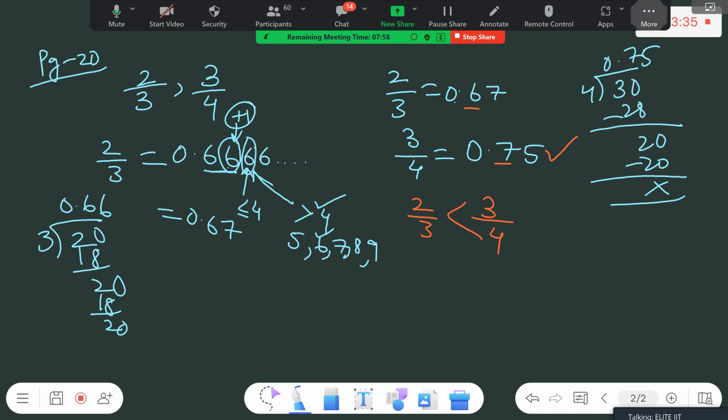This is one way to compare your fractions. Quickly note it down.